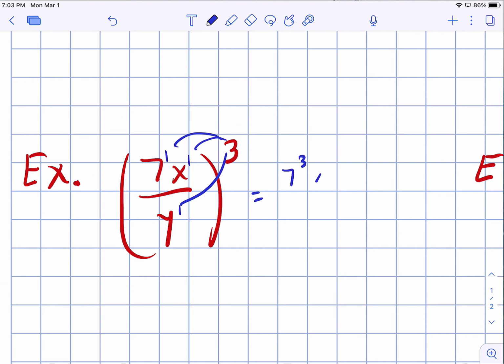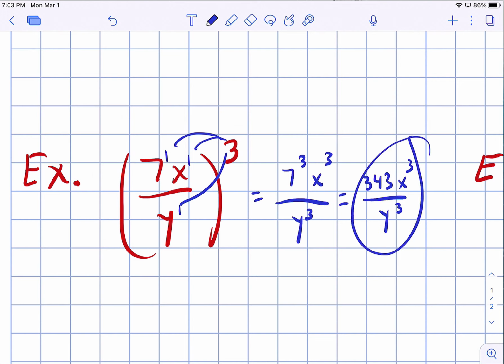That would be 7 to the third, x to the third, and y to the third in the denominator. So 7 to the third power is 343, x to the third, and y to the third. Again, done. Nothing else we can do. The x and the y are not the same base, so we can't do anything there.